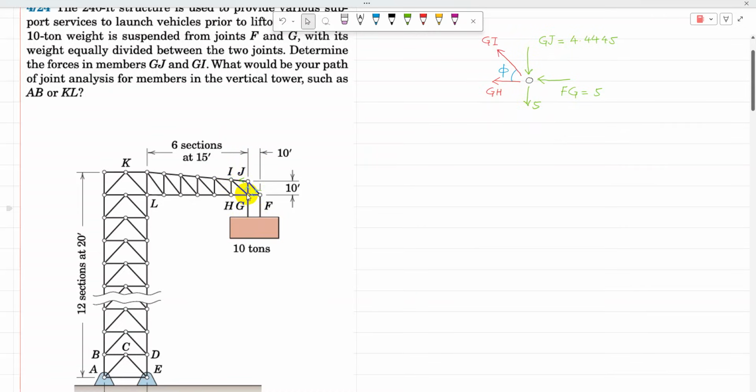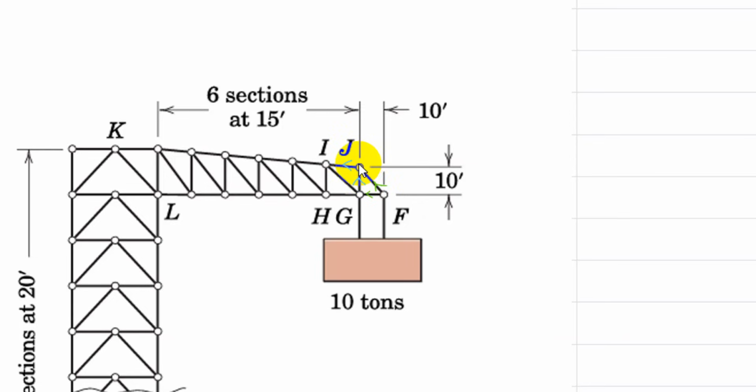But the Gi angle is different from 45 degrees, because here in the triangle IJGF, both sides are 10. But for triangle IGH, its horizontal side is 15 foot and the vertical side is more than 10 foot. So I need to now estimate the sides of triangle IHG first, and then find angle IGH.